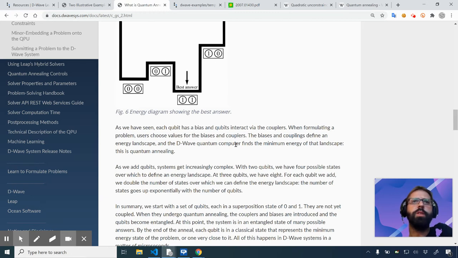As we add qubits, the system gets increasingly complex. With 2 qubits, we have 4 possible states to define an energy landscape. At 3 qubits, we have 8. For each qubit we double the number of states over which we can define the energy landscape.